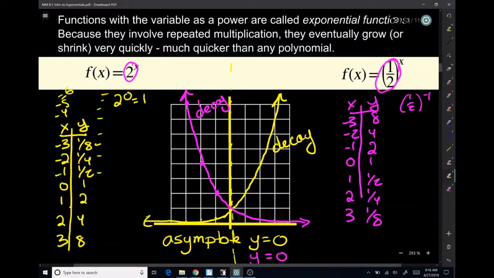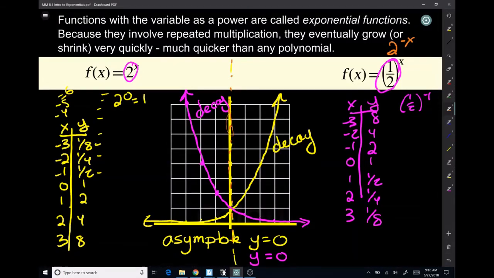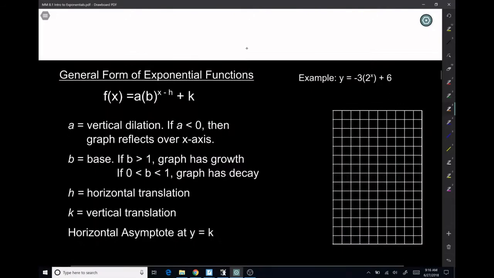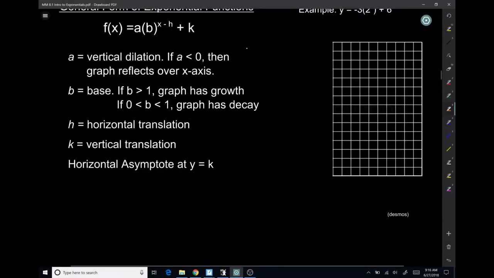Notice how these two graphs look like reflections of each other. Reflection over the line y equals x, or sorry, the line of the y-axis. That's because 1/2 to the x is really the same as 2 to the negative x. So here's 2 to the positive x, here's 2 to the negative x. The negative makes it reflect over the y-axis. So this is your basic growth and decay functions.